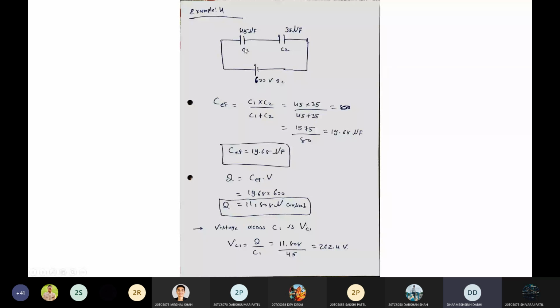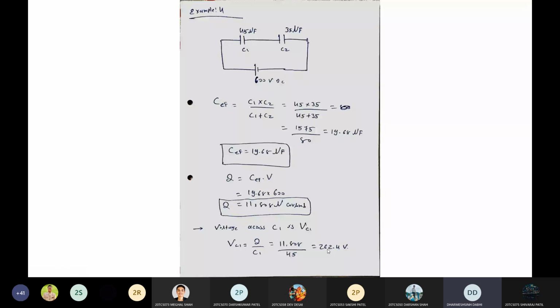Then voltage across C1. Apply the equation V equals Q by C. As we know both capacitors are connected in series, so the charge remains the same, 11,808 microcoulomb. So voltage across C1, VC1, is equal to Q divided by C1. Q is 11,808 and C1 is 45 microfarad. So you get 262.4 volt. Is that your answer? Yes, sir.